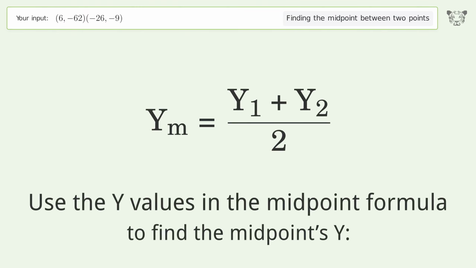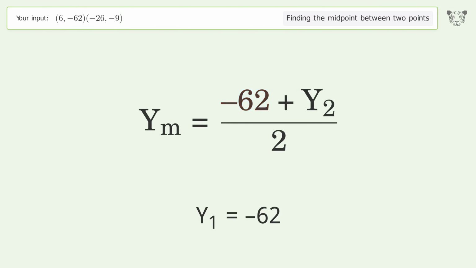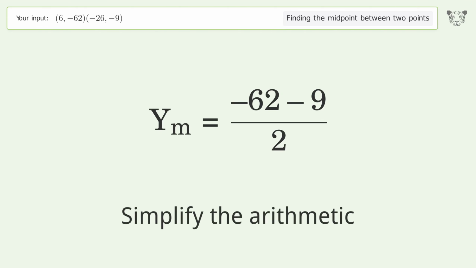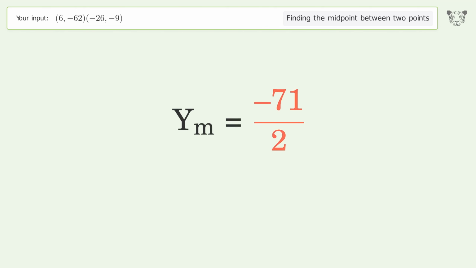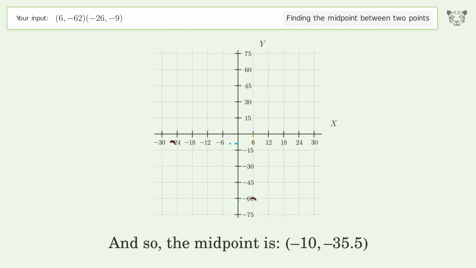Use the y values in the midpoint formula to find the midpoint's y. y1 equals -62. y2 equals -9. Simplify the arithmetic. And so, the midpoint is -10, -35.5.